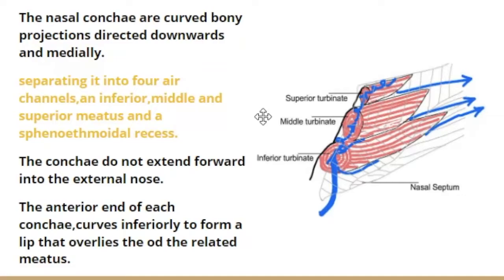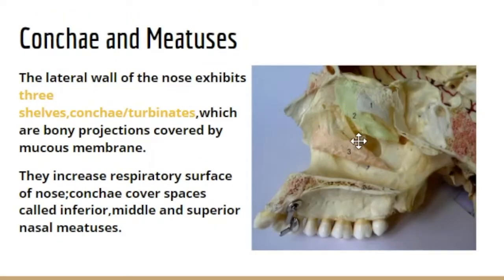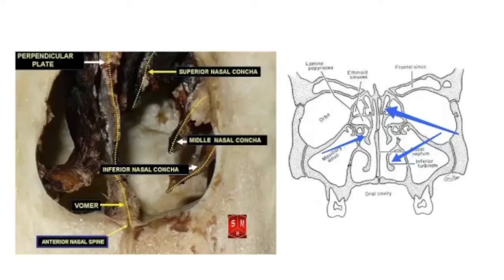Now the function of the conchae: you would notice that as they come medially and inferiorly, they're basically increasing the surface area of the nasal cavity, so they're increasing the surface area of the inspired air. This allows better humidification of the air. Apart from that, because they also slow down the turbulence of the air, they allow better humidification and moistening of the air.